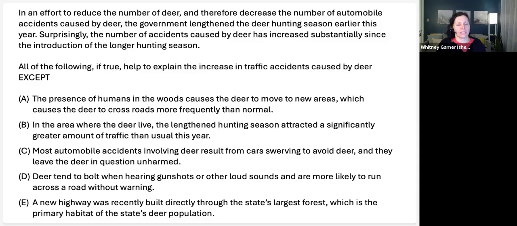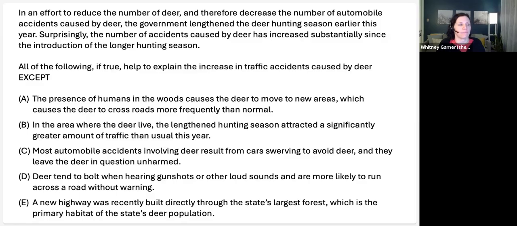So back to this idea of, we raise prices. The government thought that lengthening the deer season would mean hunters could kill more deer, reducing their number and decreasing the number of automobile accidents. And it turns out the exact opposite happened. Why? I might have some ideas, but I'm going to go into the answer choices and start to take a look.